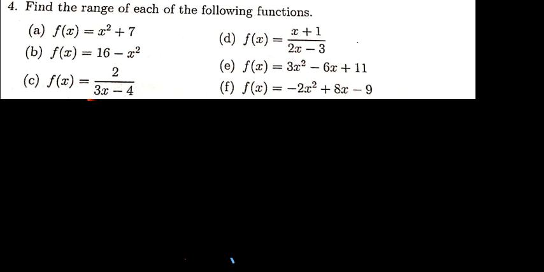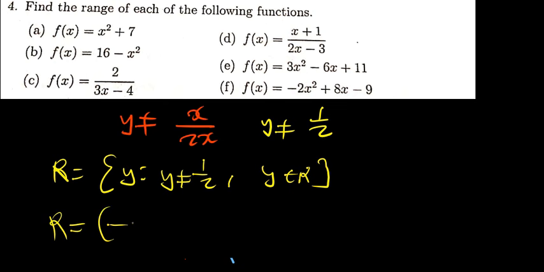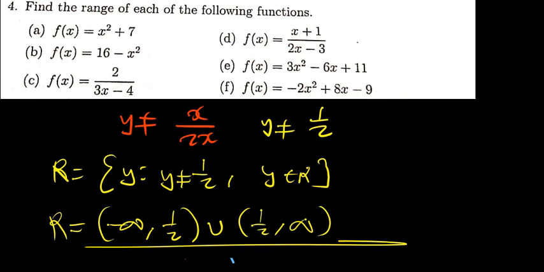Now, what if the numerator and the denominator have got the same degree of x? For example, part D. If they have got the same degree of x, you say y is not equal to the x divided by 2x. In short we say you divide the coefficients of those terms. It's the same thing because x and x will cancel out. Therefore, y will not be equal to 1 over 2. So the range is y is such that y should not be equal to 1 over 2, y is a member of all real numbers. Another thing I can say, the range is from negative infinity to 1 over 2, union 1 over 2 to positive infinity. That's the range.